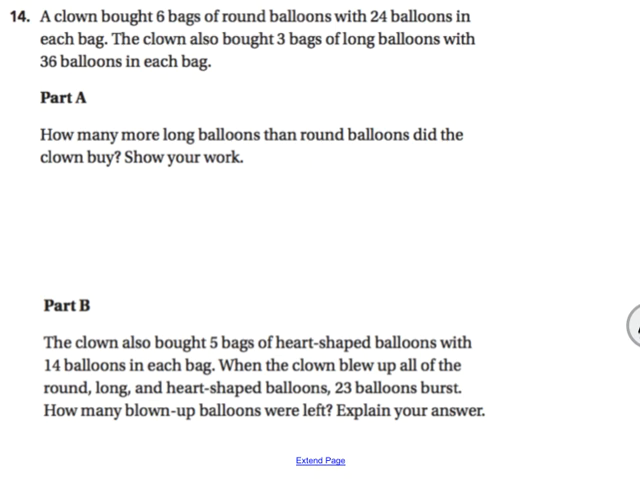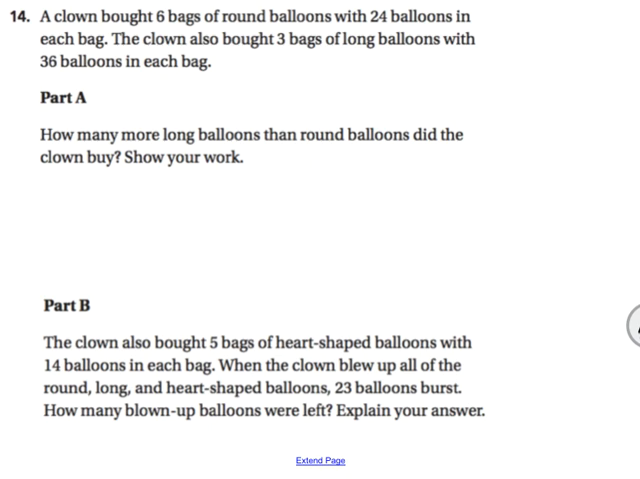Show your work. All right, boys and girls, so it's asking us how many more of one balloon did the clown buy than the other. So I know that my last step, for how many more, is to find the difference between the two. I will be subtracting the long balloons take away the round balloons. Well, thing is, we don't know how many long balloons in total the clown bought, and we don't know the total of how many round balloons the clown bought.